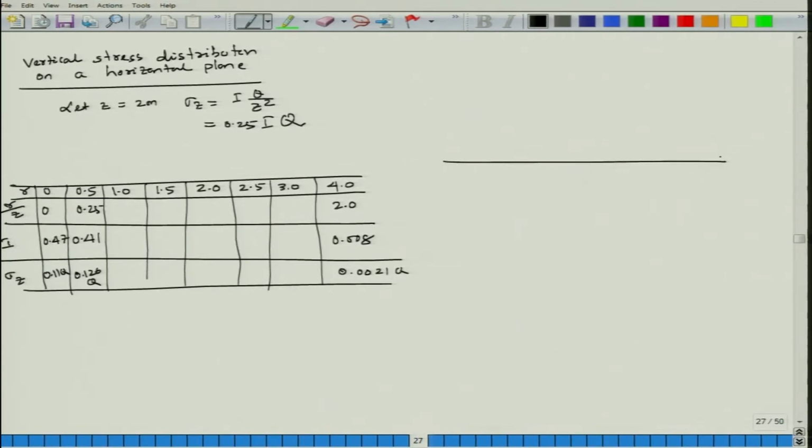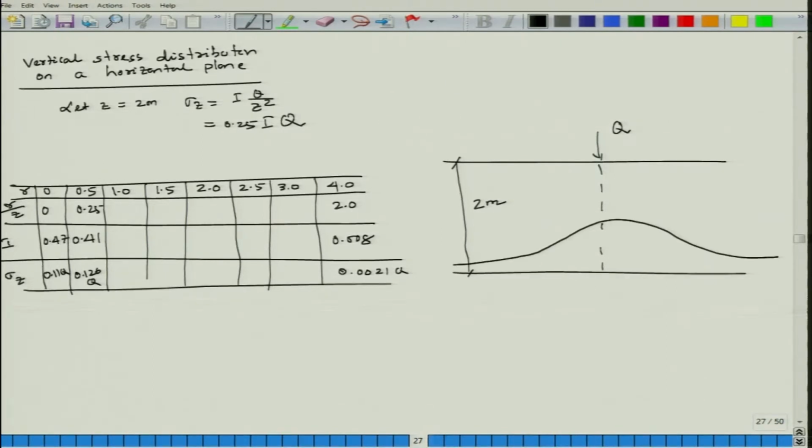If I draw it, how it looks: this is my load intensity, say Q, and there is a depth, this is at 2 meter. This is the vertical stress distribution on a horizontal plane, below the 2 meter horizontal plane. This is my center line, and the maximum will be 0.1194 Q. This is how the vertical stress distribution on a horizontal plane is distributed. Similarly, we can find the vertical stress distribution on a vertical plane.